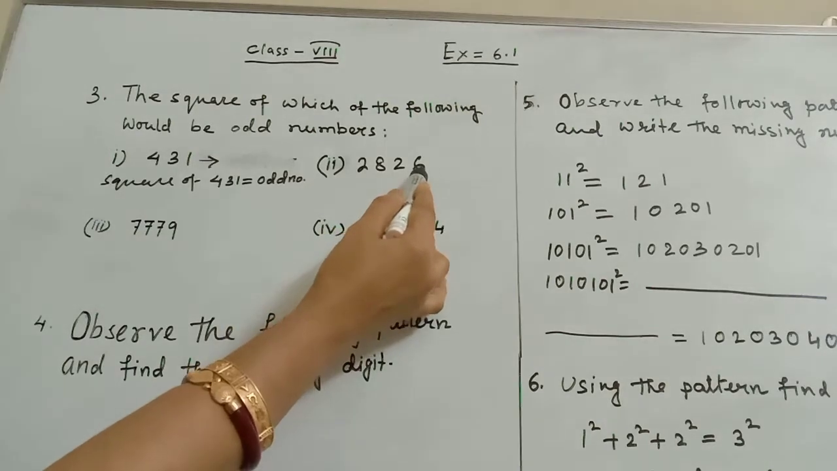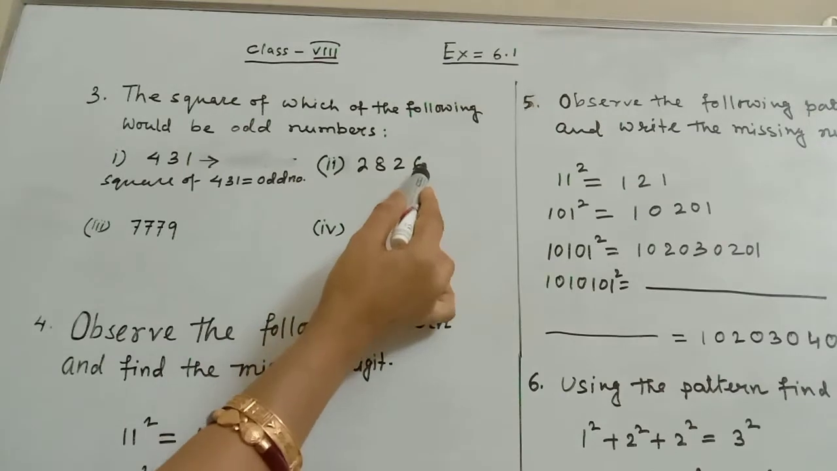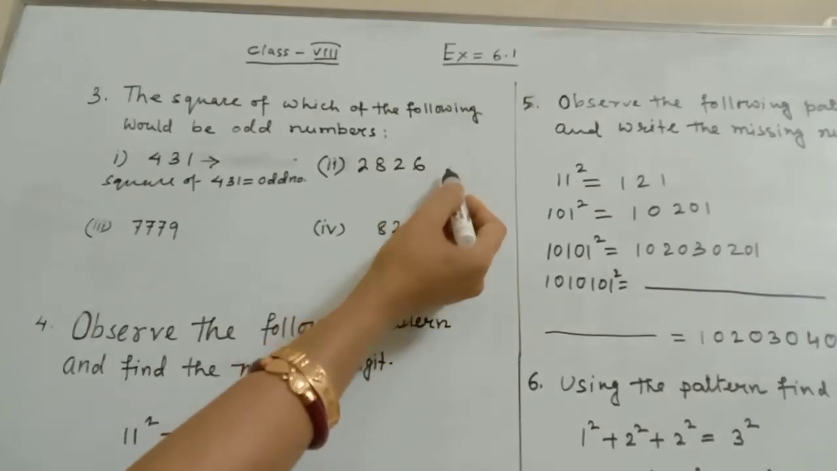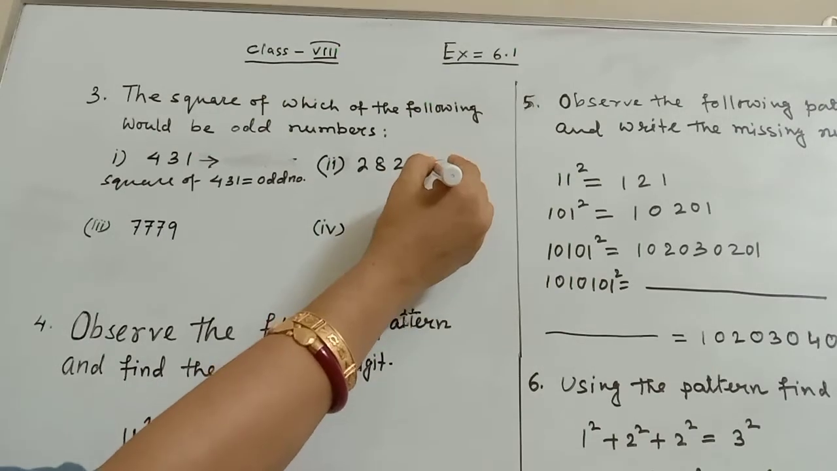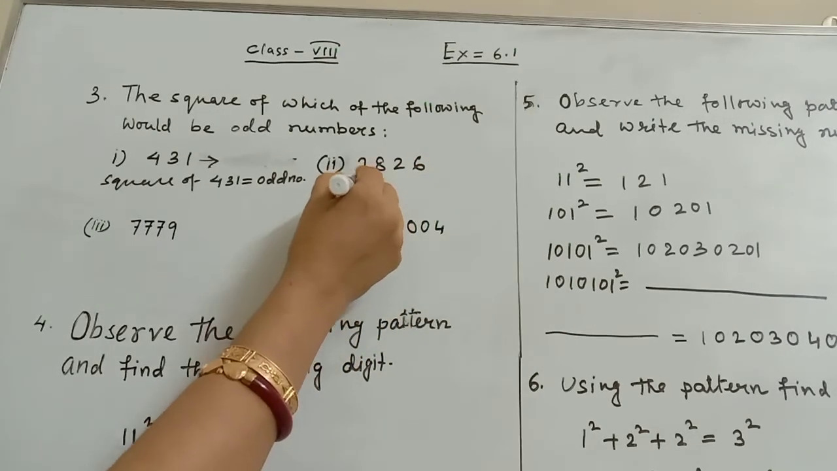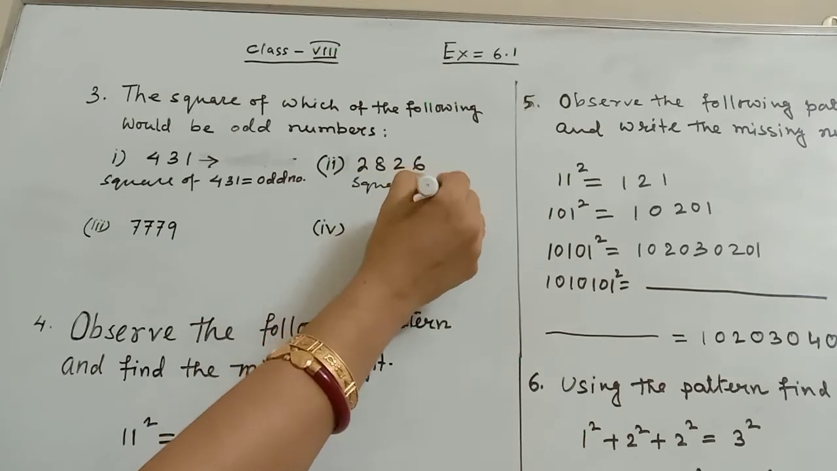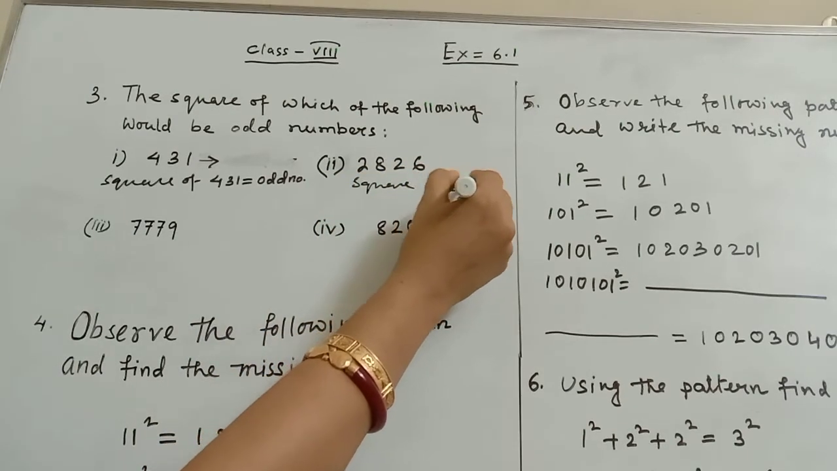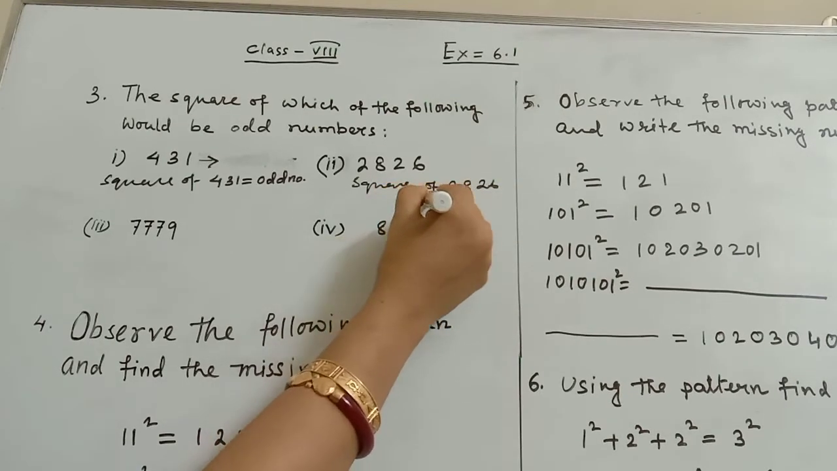Next, see, 2826: as the unit place digit is 6, that is an even number, and an even number's square is always an even number, because 6 sixes are 36. So we can write: square of 2826 will be an even number.